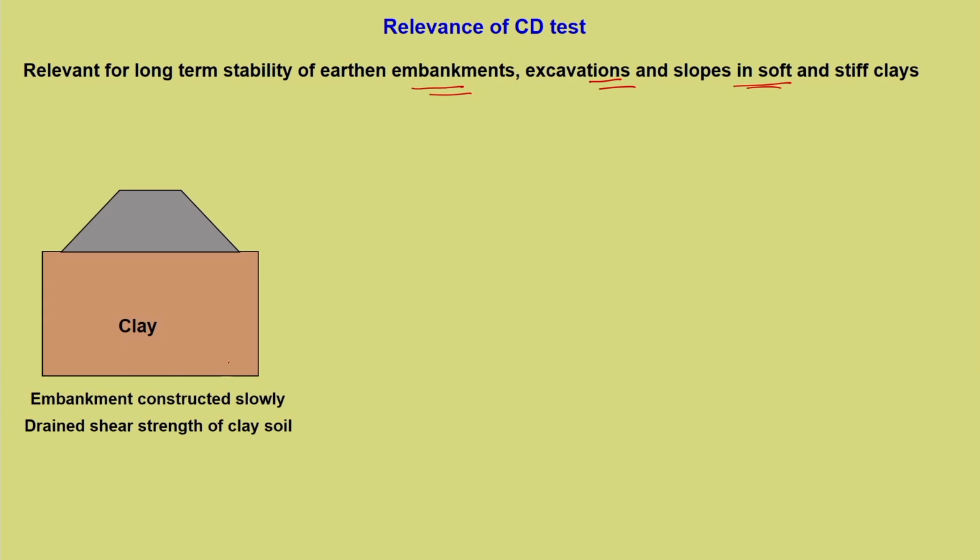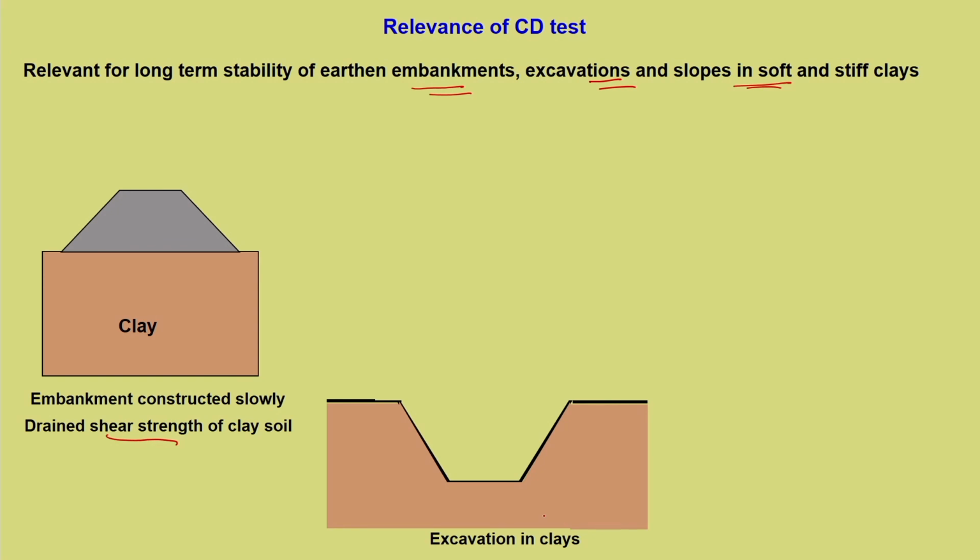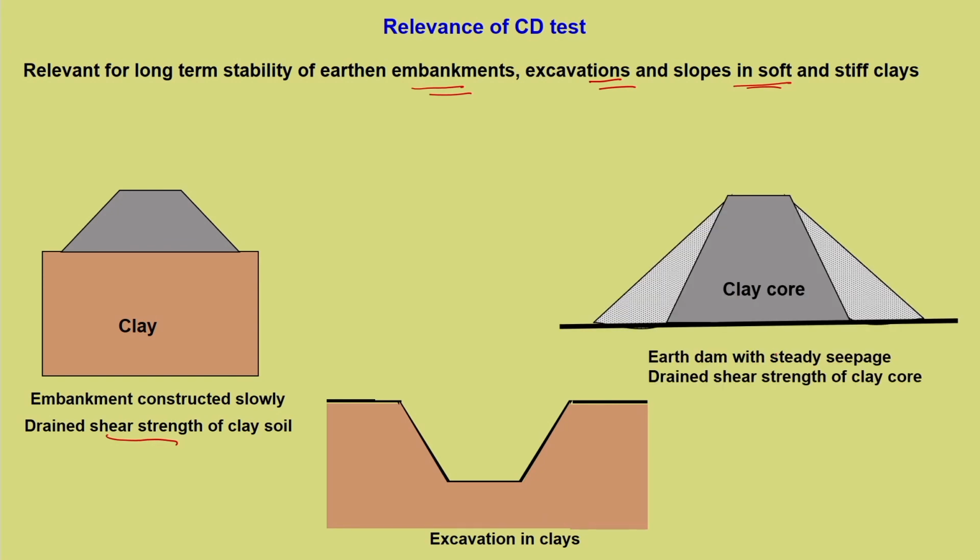So, this is an embankment constructed slowly where the drained shear strength of clay will prevail. That is very important when there is a saturated clay and the construction is happening very slowly, then the drainage also would happen along with it. There will not be much pore water pressure development, and hence this will simulate closely the CD condition. Or it can be an excavation in clays, or it can be an earthen dam with steady seepage. So, the clay core will exhibit a CD behavior. So, the drained shear strength is persisting for the clay core.